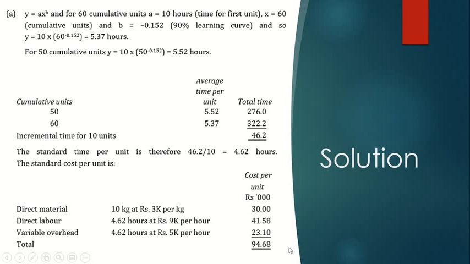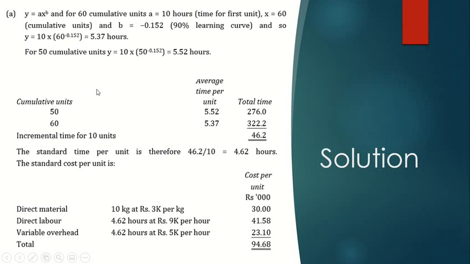94,680 will be our standard cost of a product at quarter number 4. Clear? Right. So what happened? Only thing is, if you are producing the first unit, our time requirement was 10 hours. If you are producing now more than 50, which means between 50 and 60 per unit, the average time requirement will be this much. Why? Between 50 and 60, for 10 units, we need this much time, that is computed here, which means per one unit, the average time will be 4.62. It is already concluded. Clear? This is the answer for part A.